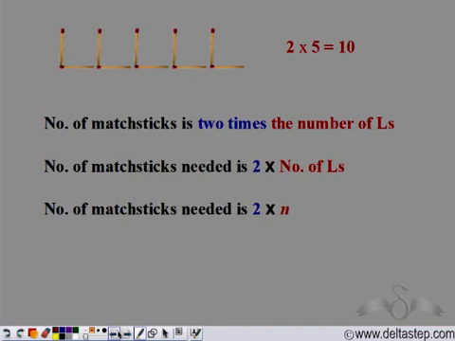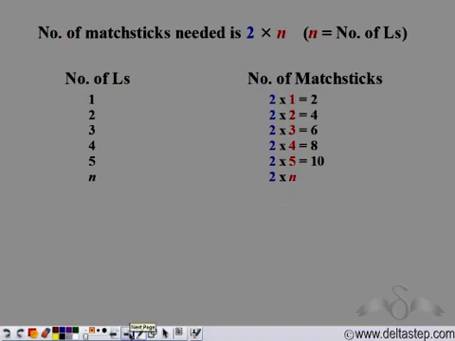So don't you think this is great? We have created our own machine. We input the values and get the answer as the output. So let us check this formula which we have created on our own. Number of matchsticks is 2 into n. For 1 L, it is 2 into 1, that is 2 matchsticks. For 2 L's, it is 2 into 2, which is 4 matchsticks. For 5 L's, it is 2 into 5, which is 10 matchsticks. So it is the same as we have calculated before. So for n L's, we would require 2 into n matchsticks.